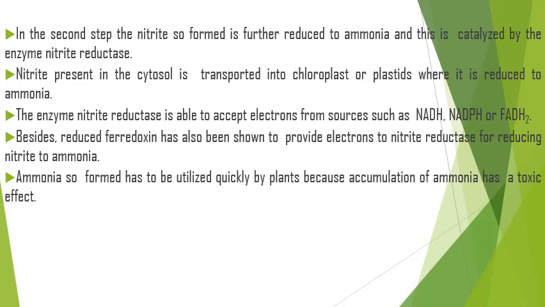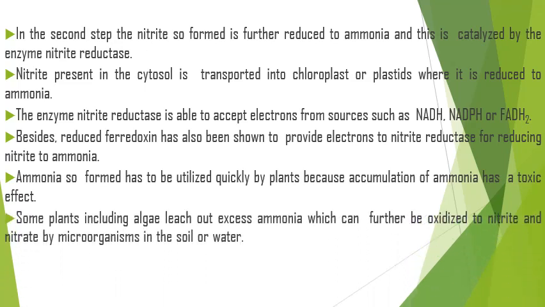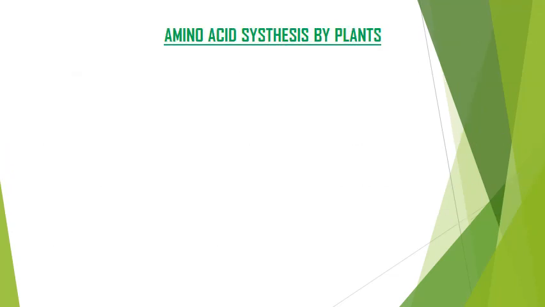Ammonia so formed has to be utilized quickly by plants because accumulation of ammonia has a toxic effect. Some plants, including algae, leach out excess ammonia, which can further be oxidized to nitrite and nitrate by microorganisms in the soil or water.